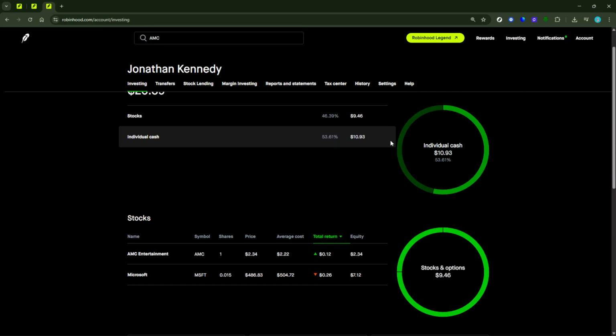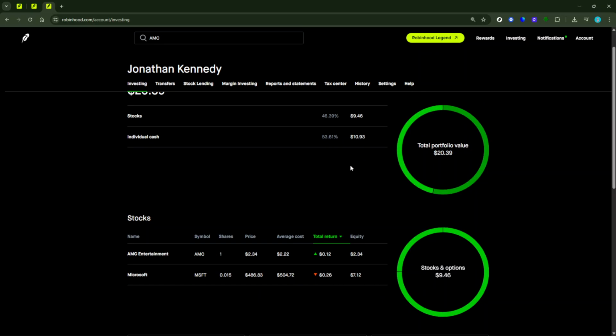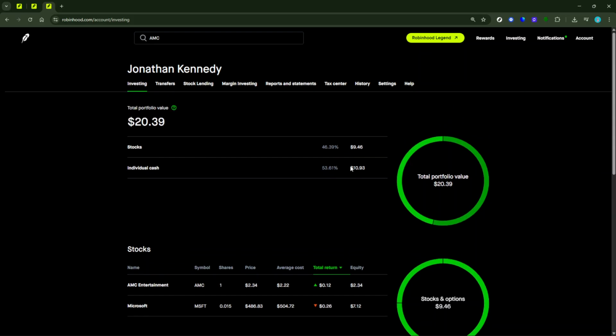When you have margin enabled, you can borrow money from Robinhood to purchase more stocks than your cash balance would typically allow. This gives you greater purchasing power, which can potentially amplify your investment returns. But it's very important to understand the responsibilities and risks that come with this extra buying power.